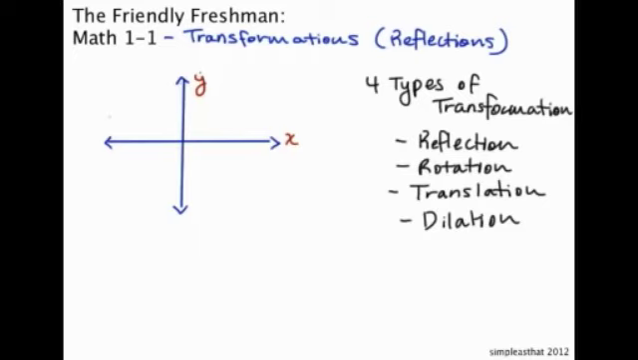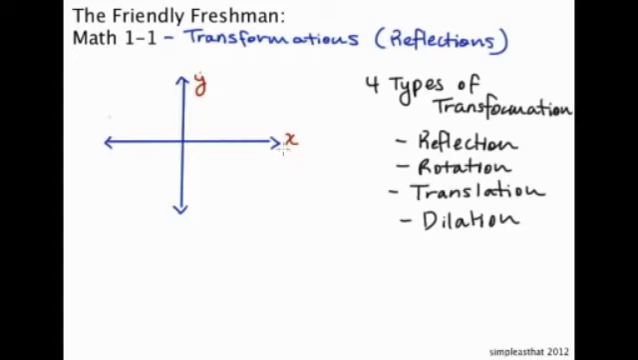reflecting over the x and y axis and other equations like reflecting over y equals x, reflecting over y equals negative x. We're going to come up with rules for all of those so you don't have to draw a graph, you can just do the math using those rules to reflect. So let's start with the four different types of transformations.